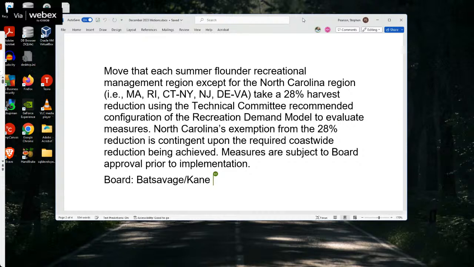I'm going to read the motion into the record. And while I'm doing that, since it's changed, please caucus if needed, and then we'll move to a vote. So the motion is to move that each summer flounder recreational management region, except for the North Carolina region, i.e. Mass, Rhode Island, Connecticut to New York, New Jersey, Delaware through Virginia, take a 28% harvest reduction using the technical committee recommended configuration of the recreation demand model to evaluate measures. North Carolina's exemption from the 28% reduction is contingent upon the required coastwide reduction being achieved. Measures are subject to board approval prior to implementation.